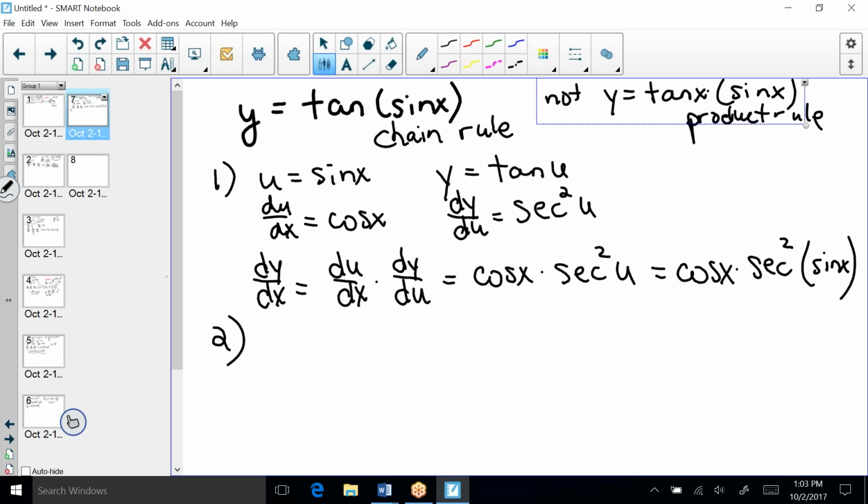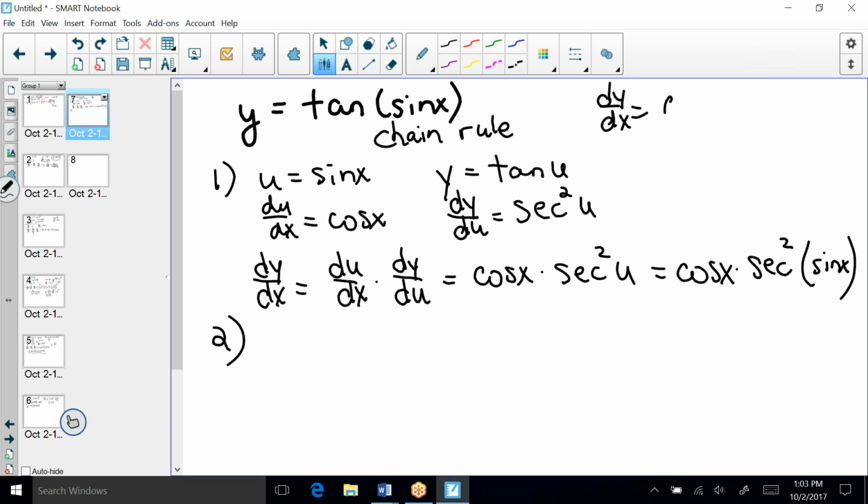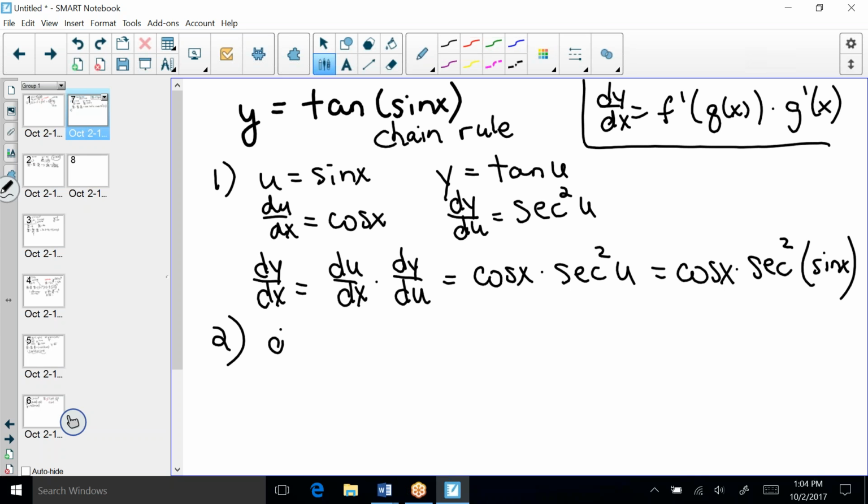All right, let's do this one again using the second method. Let me erase this. We're going to use the functional notation, and that notation said that dy/dx is equal to f prime of g of x times g prime of x. That's what we're going to use down here for this second method. So let's do this one again. dy/dx.